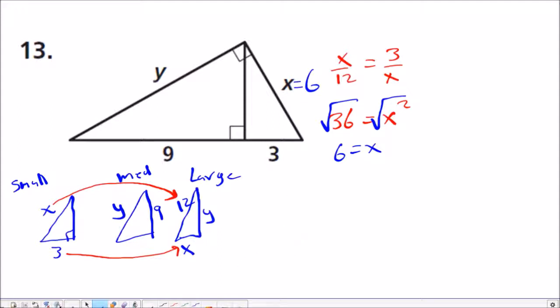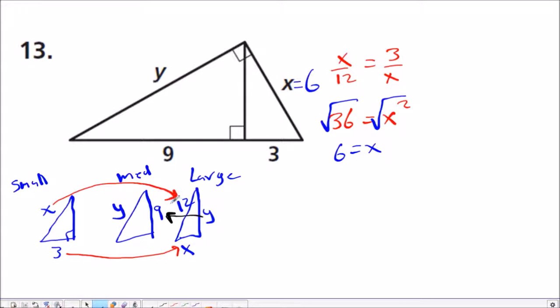Now, let's try to figure out what y is. Okay, and so what I'm going to do is I'm going to look back at the picture. I'm going to figure out which 2 triangles have y in them. Looks like the medium and the large. And so I'm going to now connect those. Y is in the same spot as 9. And y is in the same spot as 12.